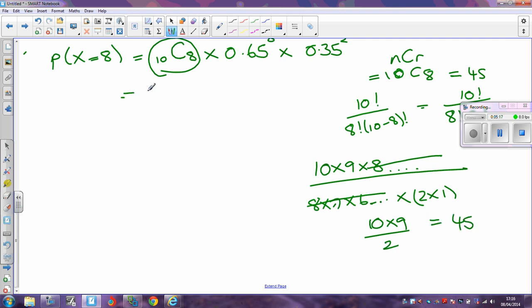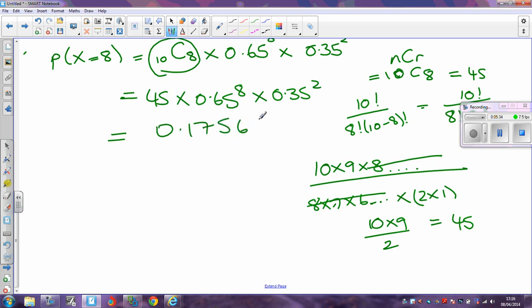So here I'm going to be working out 45 multiplied by 0.65 to the power 8 multiplied by 0.35 squared, and if we do that, it comes out as 0.17565, which is 0.1757.